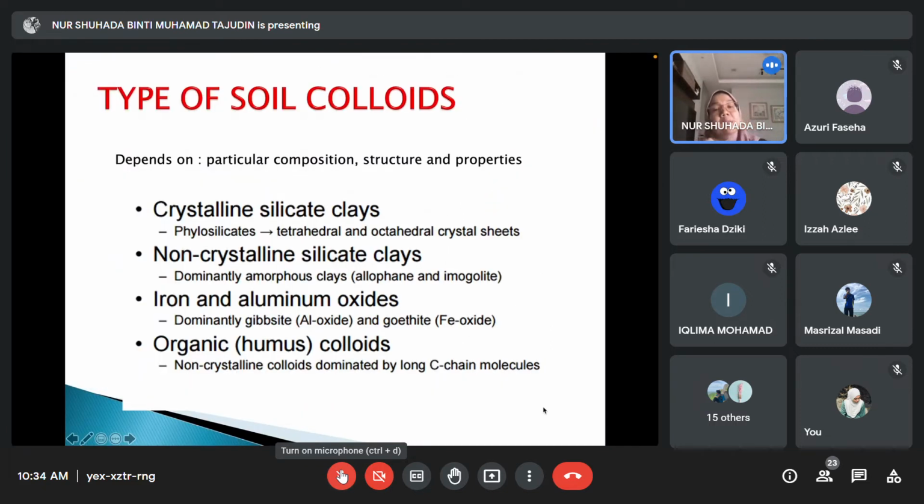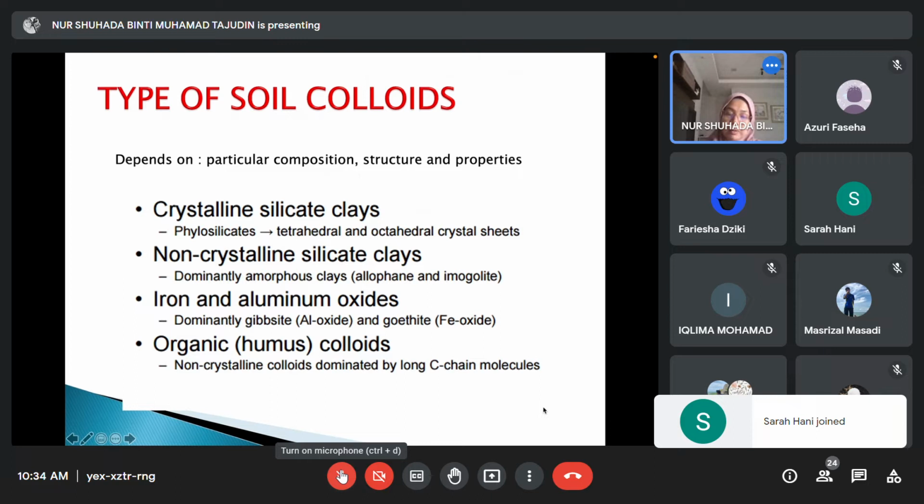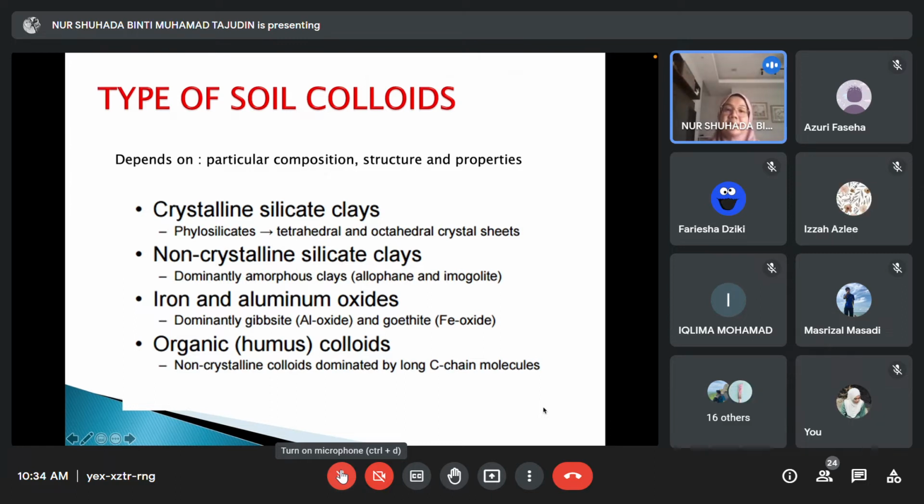Okay, we have a few types of colloids when we talk about colloids. It actually depends on the composition, what it is made from, and the structure, how it is arranged. Arrange, yes, how it is arranged. Later I will answer that. And the properties, what properties does it bring?